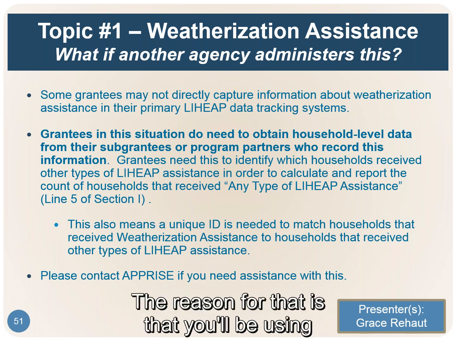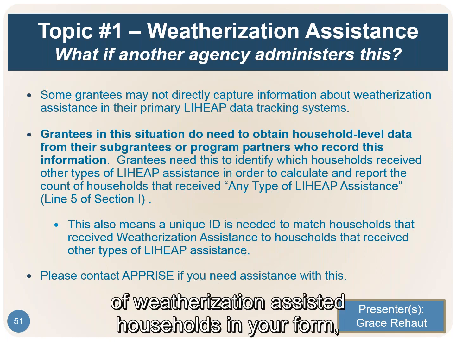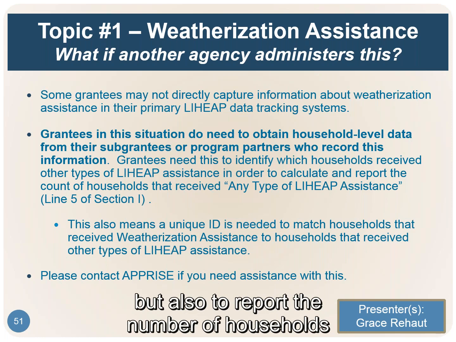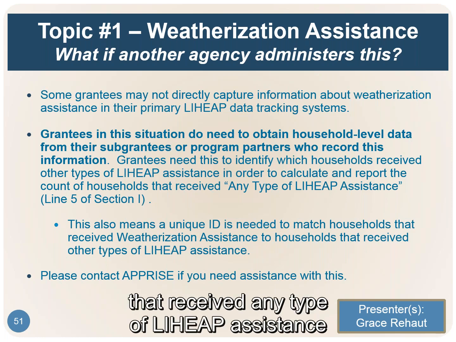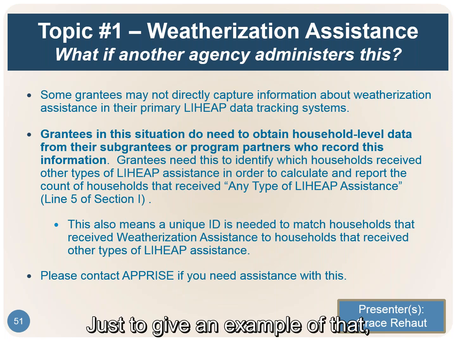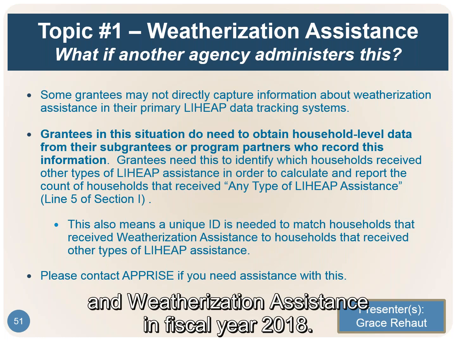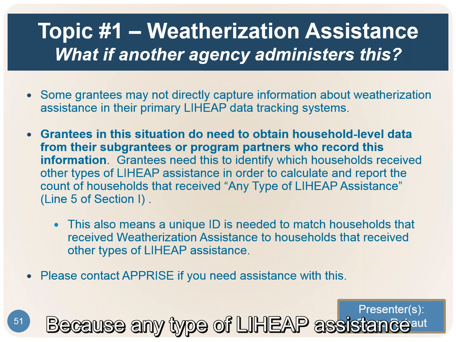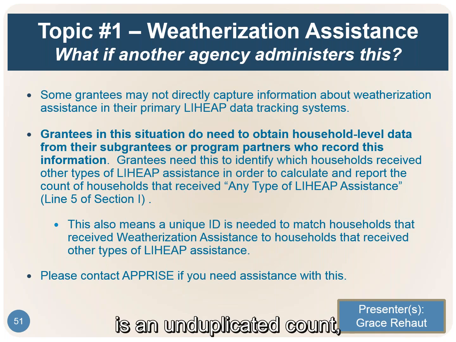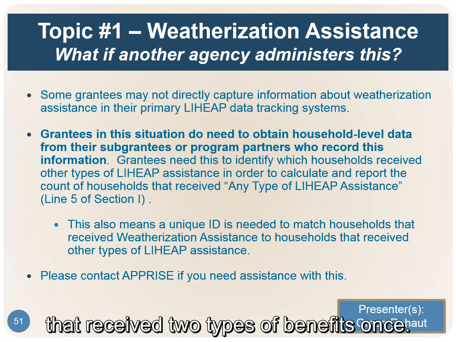The reason for that is that you'll be using weatherization data not just to report the raw count of weatherization assisted households in your form, but also to report the number of households that received any type of LIHEAP assistance in line 5 of section 1. So just to give an example of that, say the Smith household received both heating assistance and weatherization assistance in fiscal year 2018. Because any type of LIHEAP assistance is an unduplicated count, you'd only want to count that household that received 2 types of benefits once.